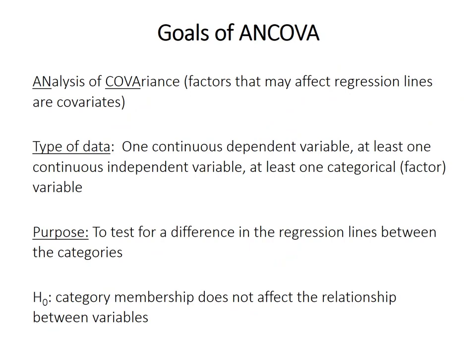So ANCOVA, or analysis of covariance, requires one continuous dependent variable and at least one continuous independent variable, like in linear regression. But it also requires that the data is divided into categories with at least one categorical or factor variable. Its purpose is to test for a difference in the regression relationship, either in the slope or in the intercept, between the levels of this factor variable. The null hypothesis is that there's no effect, so category membership doesn't matter: whatever group the data belongs to, the regression slope and intercept is the same.